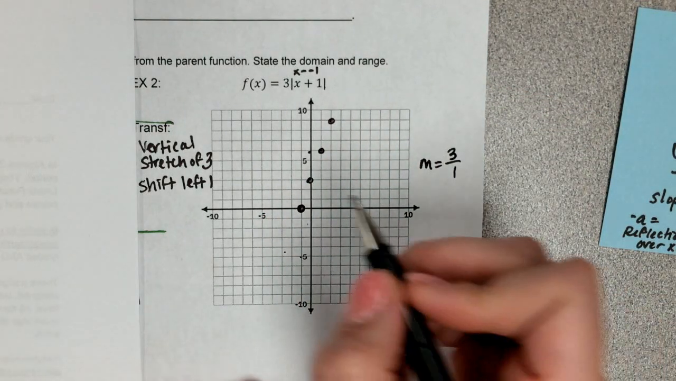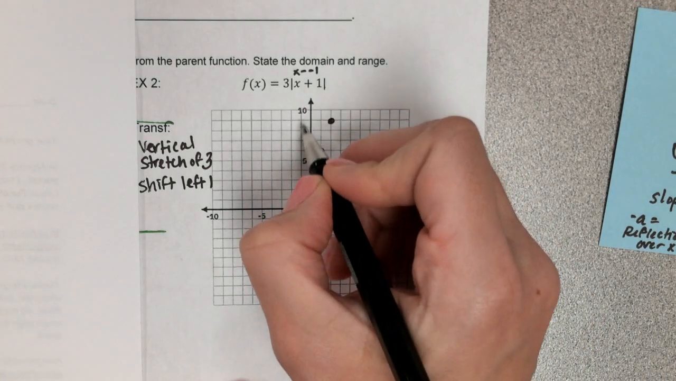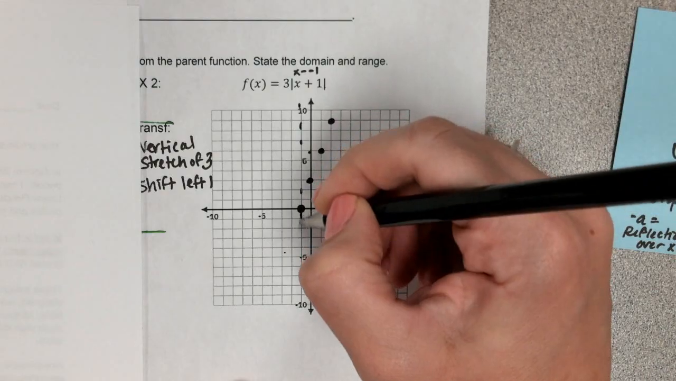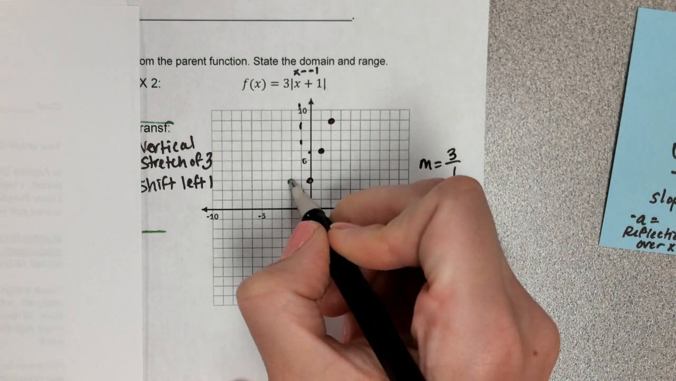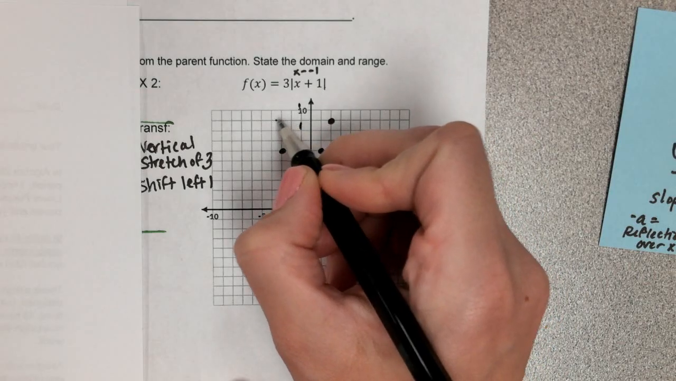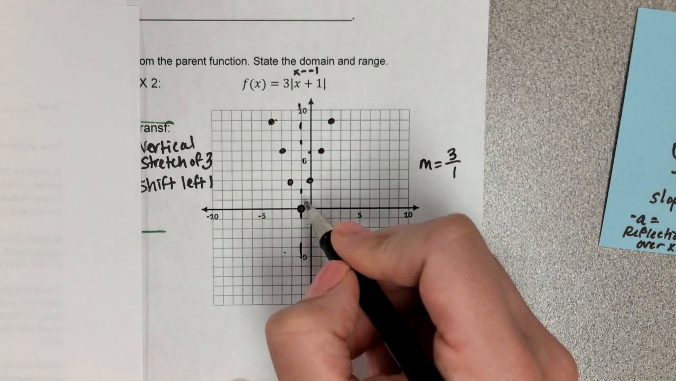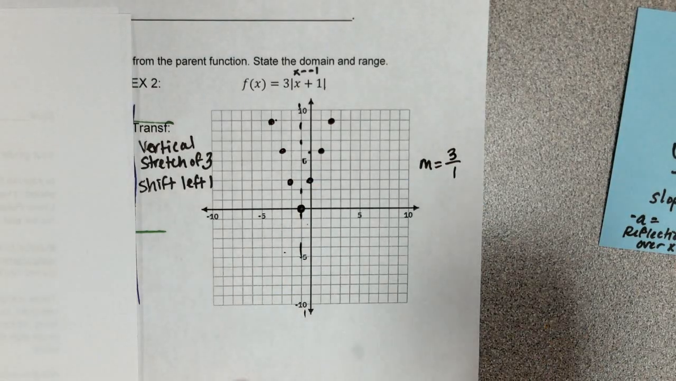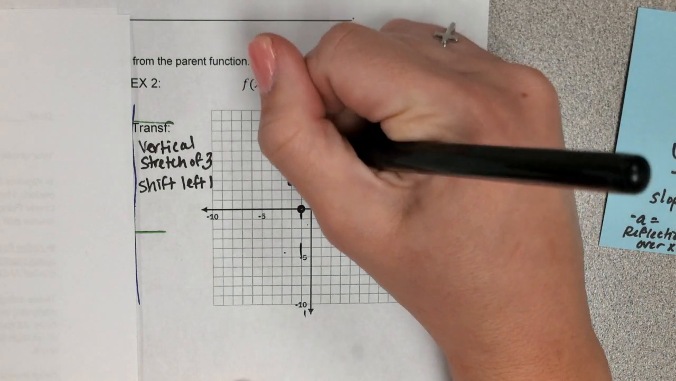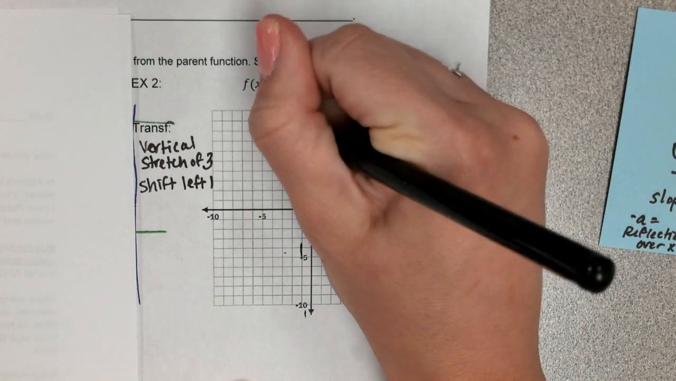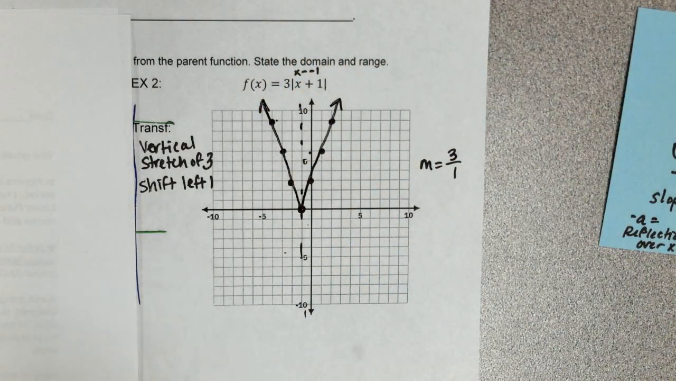Okay. Now you can draw a little axis of symmetry if you want right here and reflect across it. Or you can count a slope of -3 or up 3 left 1. But that's what's going to give this that V shape that absolute value graphs have.